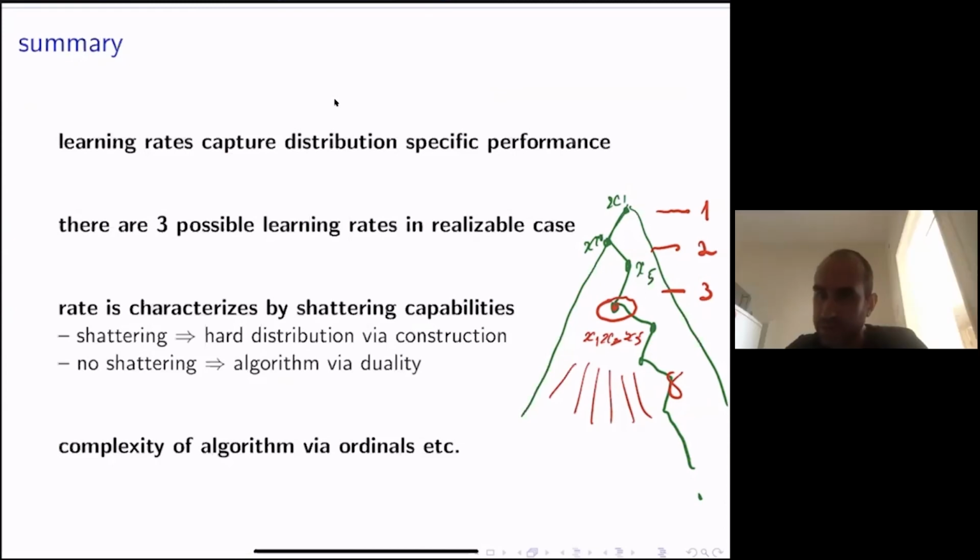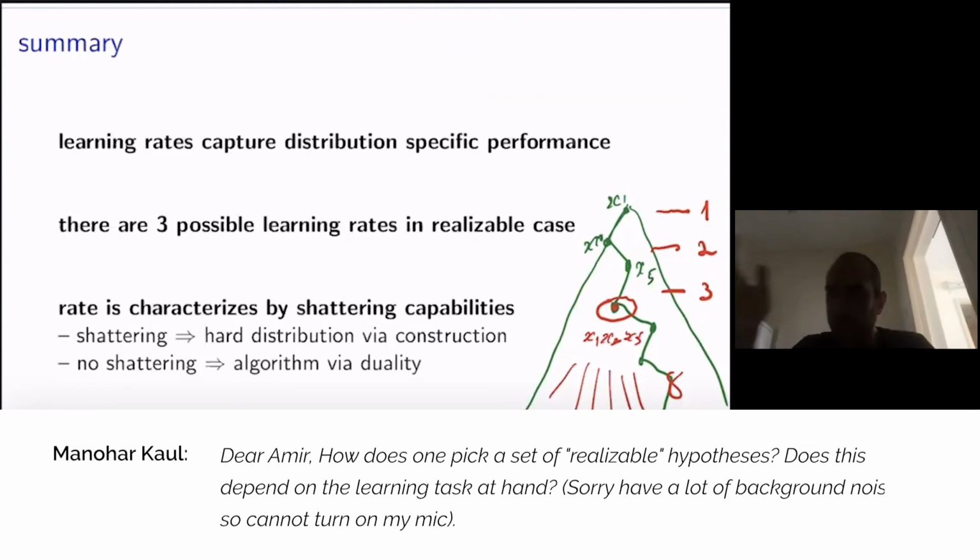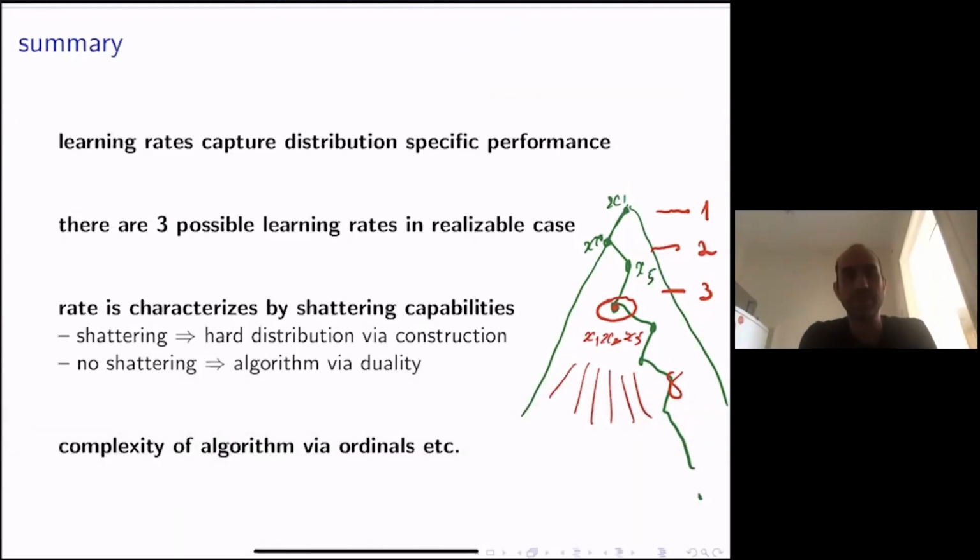Okay, I see there is a question from Manohar Kaul. Dear Amir, how does one pick a set of realizable hypotheses? Does this depend on the learning task at hand? Sorry, have a look. Okay. Yeah, you cannot use his mic.